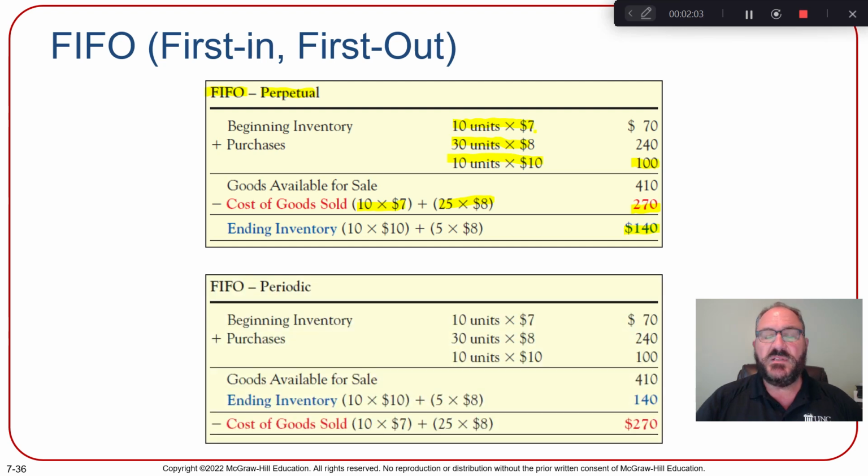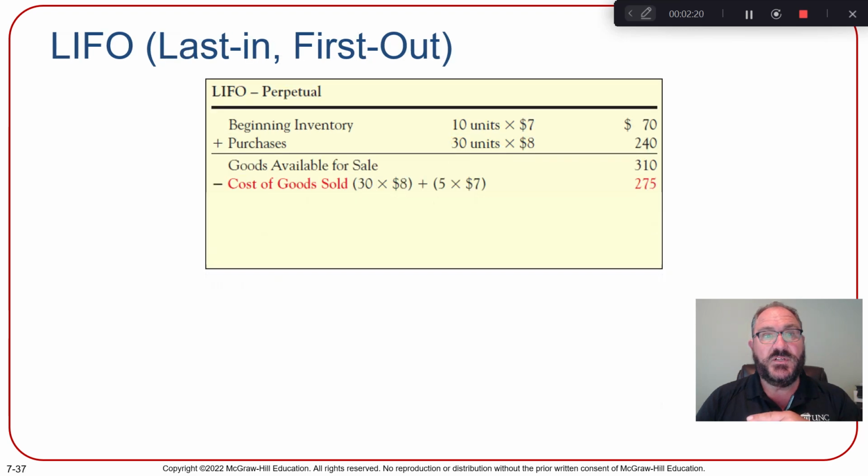Periodic winds up being the same exact thing, okay? Cost of goods sold winds up being the same, except that we count the ending inventory to get our cost of goods sold. So the two are calculated, but calculated backwards. Now, when we get to LIFO, that changes everything, okay? So let's take a look.